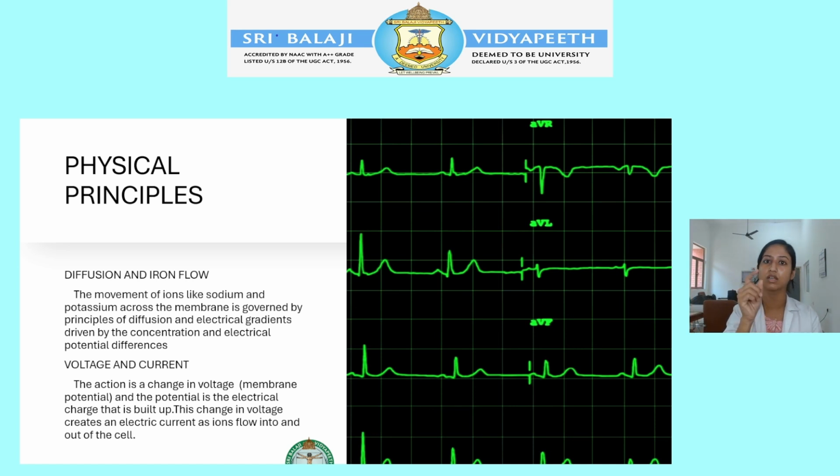Okay, so what are the ions? Sodium and potassium ions. These ions are going to change the positive and negative charge. So this is what the diffusion is. This action potential will work on the properties of diffusion and also current flow, that is ion flow.